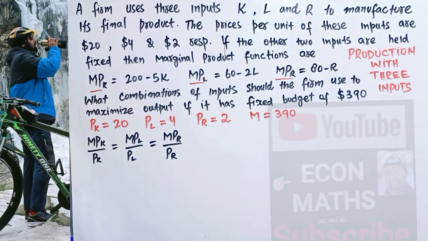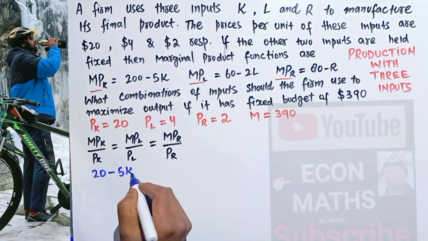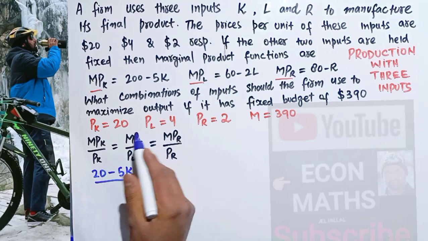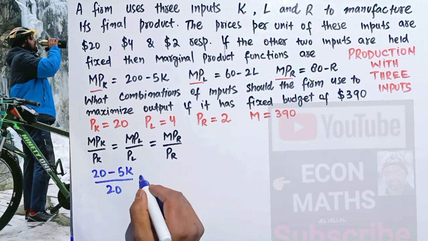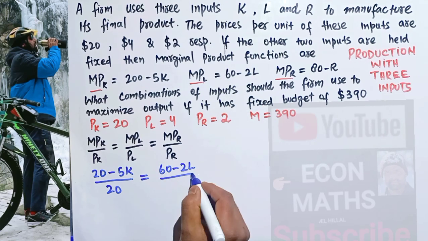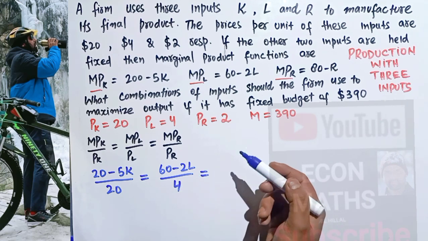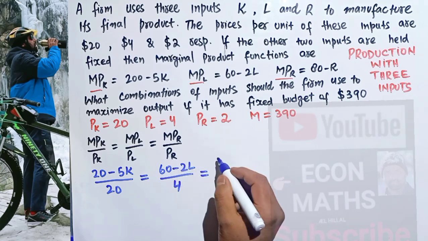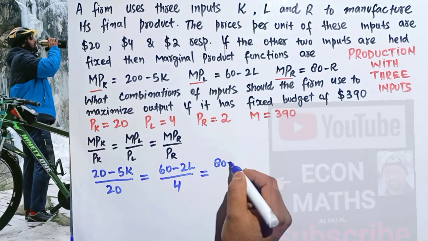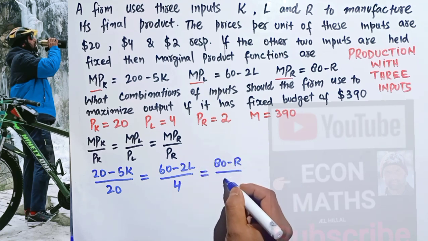Now what we are given here: marginal product of capital is 200 minus 5K, and let's write it here, 200 minus 5K upon price of capital, which is 20, should be equal to marginal product of labor, 60 minus 2L, upon price of labor, which is 4, should be equal to marginal product of R, that is 80 minus R, upon price of R, which is 2.